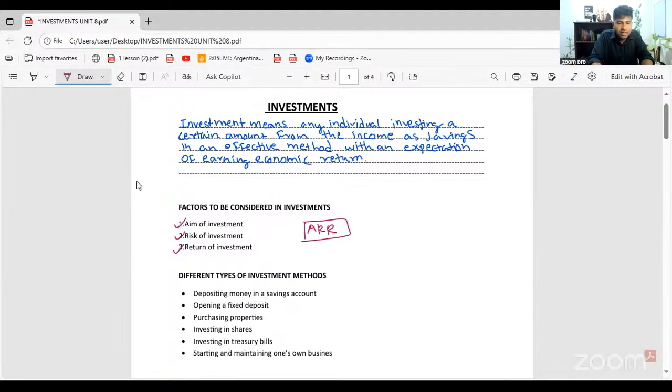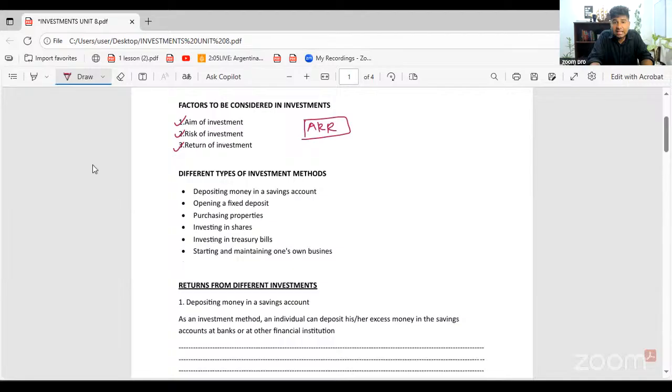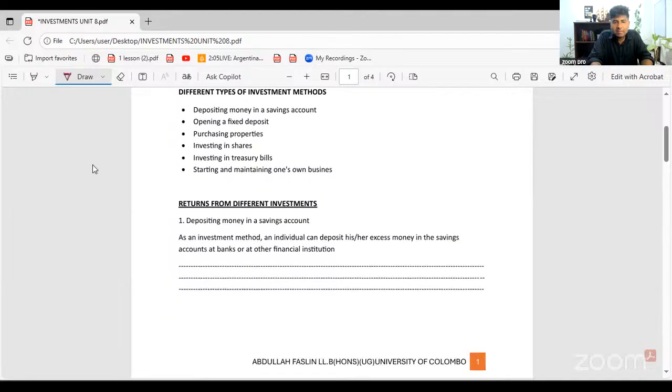Now we are going to understand the different types of investment methods. Number one, depositing money in a savings account. We will learn that. Opening a fixed deposit. Purchasing property. Property means buildings, houses, land, or anything. Investing in shares. Investing in treasury bills. Or you can start your own small business. Did you all understand?